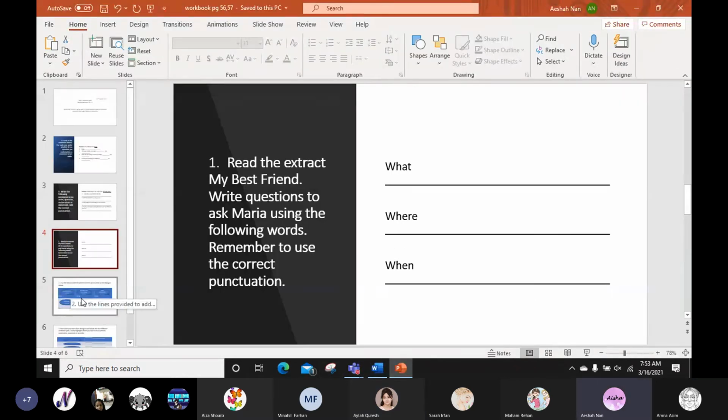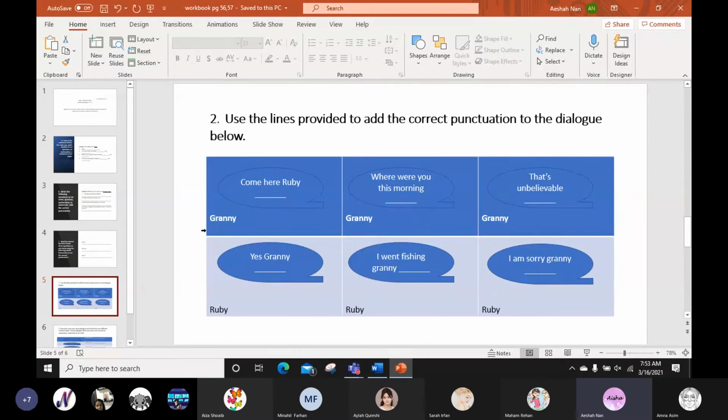All right, girls, please have a look at page 57. Use the lines provided to add the correct punctuation to the dialogue below. What do you know about the word dialogue? Dialogue means what the character is speaking. Yes, a dialogue is a conversation between two persons. Over here, we can see that it's a dialogue between Granny and Ruby. Conversation between two persons, right? That's a dialogue. So we need to add the correct punctuation.